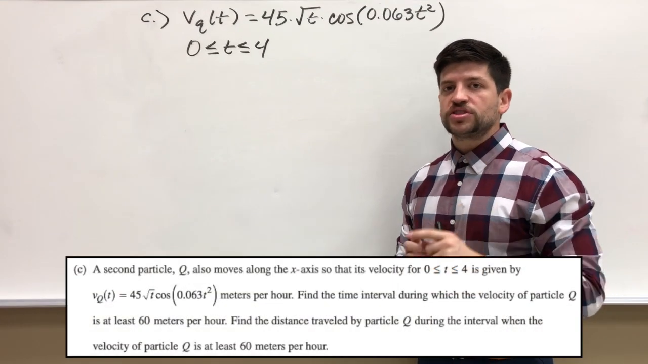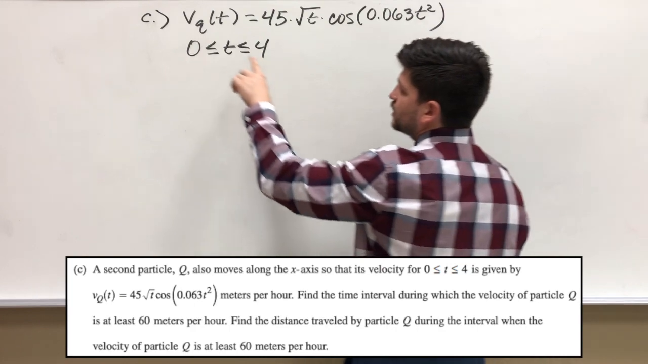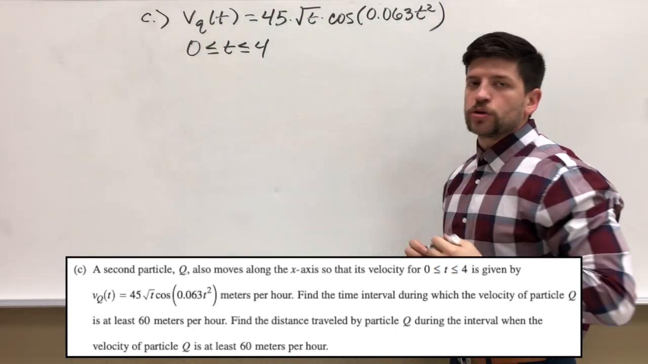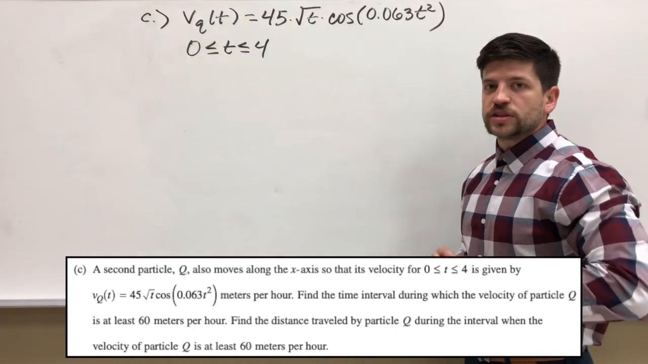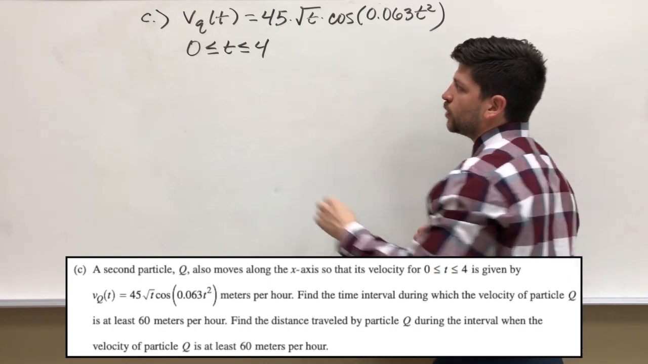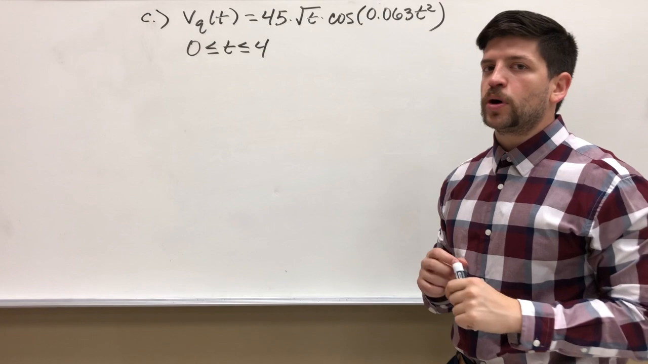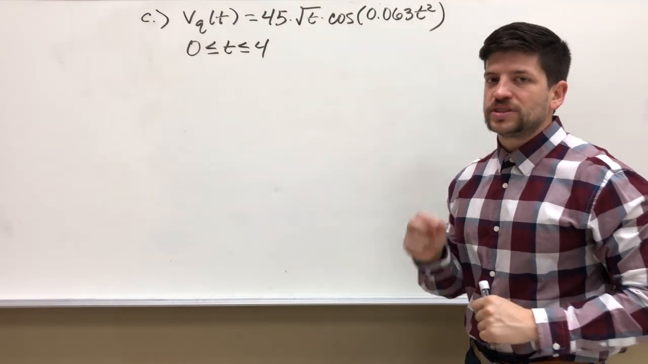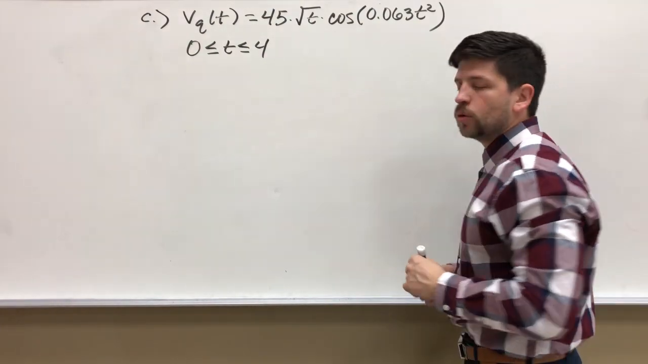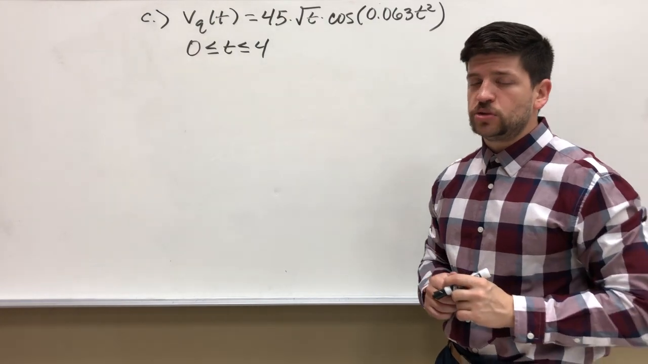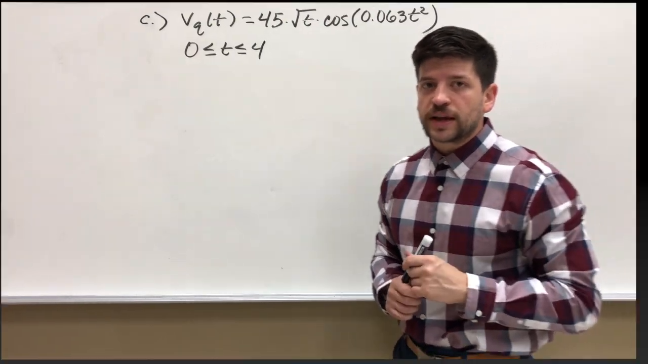All right, guys, part C, they give us a new velocity equation of some new particle Q. And what they want us to do is find out where in the interval from 0 to 4 the velocity of this new particle is at least 60, which means 60 or more. So what we can do is find this pretty easy using the graphing calculator. So let's bring that up.